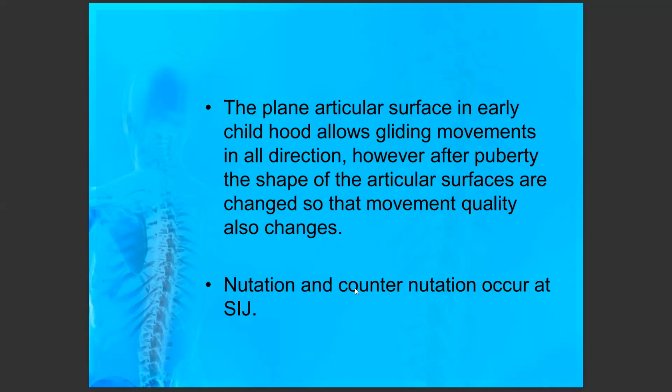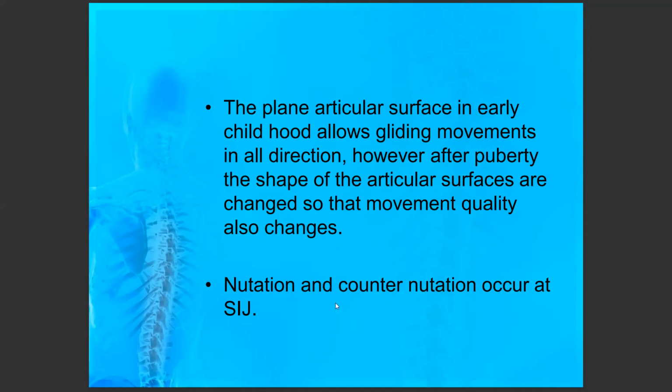The plane articular surface in early childhood allows gliding movements in all directions. However, after puberty, the shape of the articular surfaces changes so that the quality of movement also changes, and because of these changes the movements become very limited, because of the depression and ridges on both surfaces.